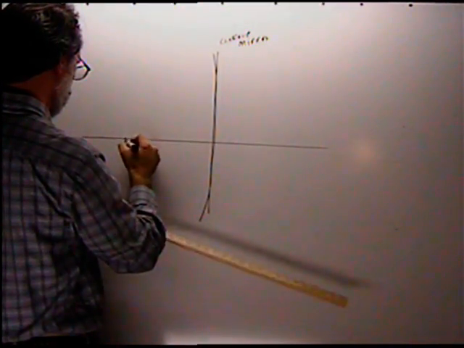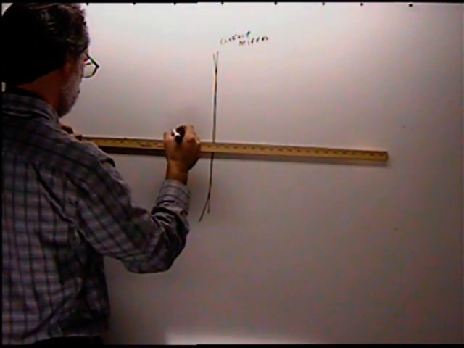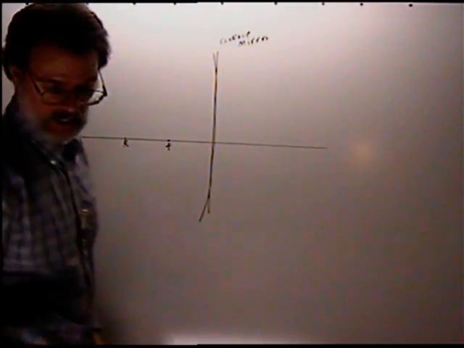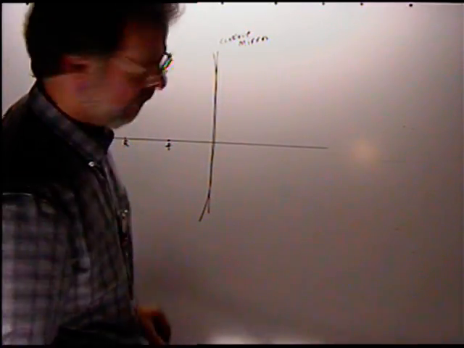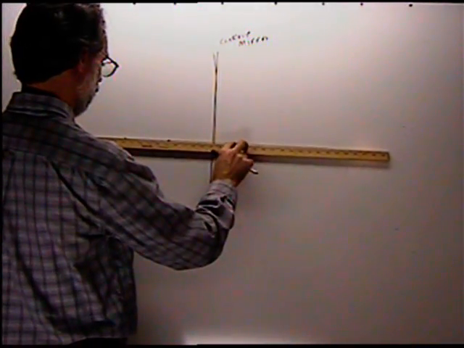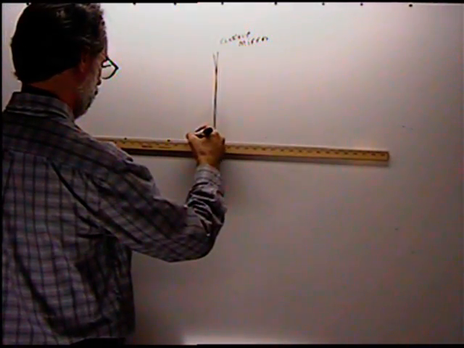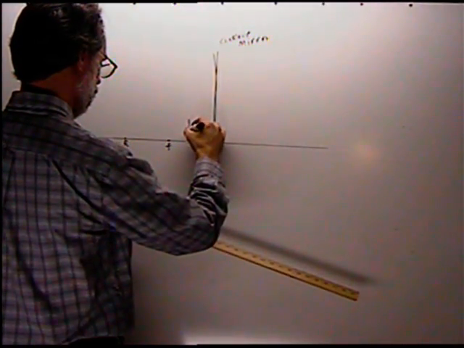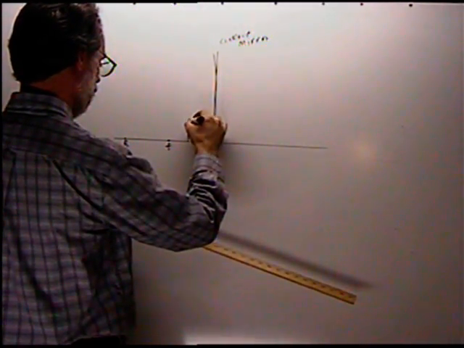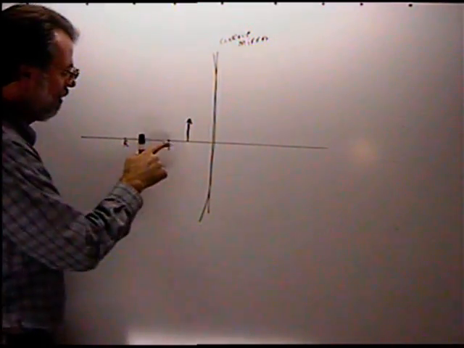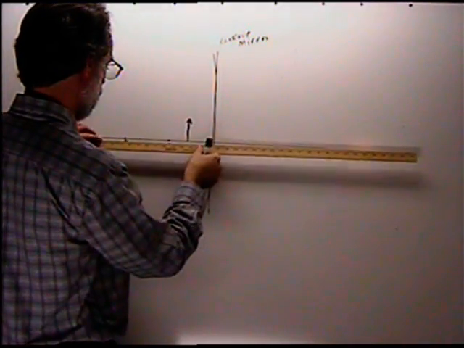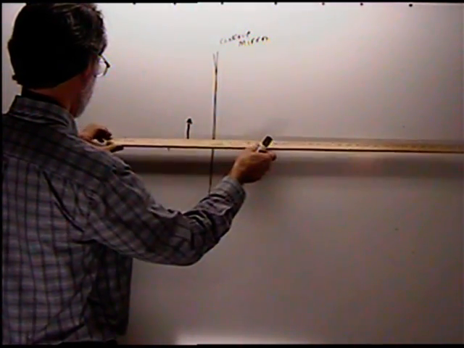And here's the radius. The focal point is halfway, and the object is 3 centimeters on the inside. Okay. So here's the object. Here's the object, and in this case we're on the inside of the focal point. That's going to make a big difference.